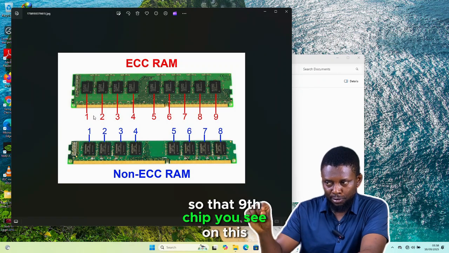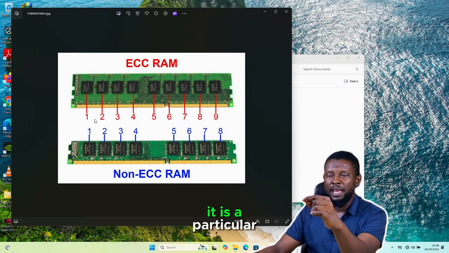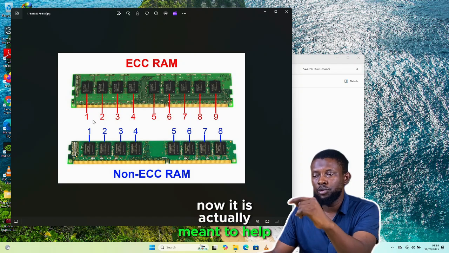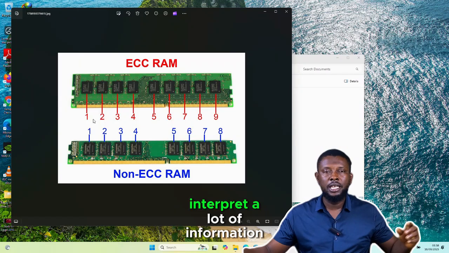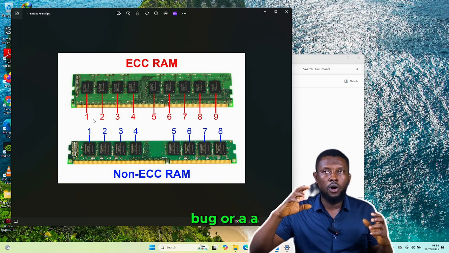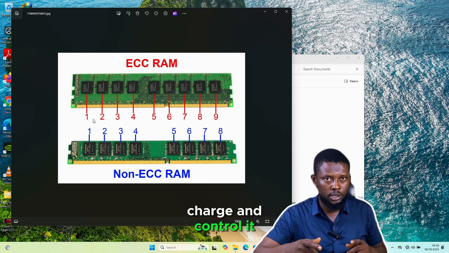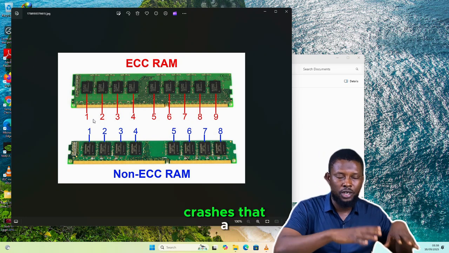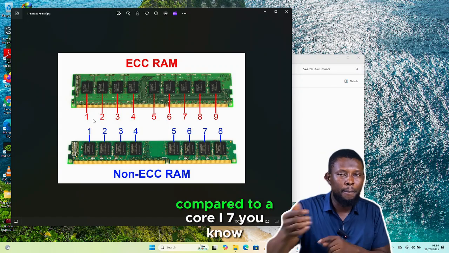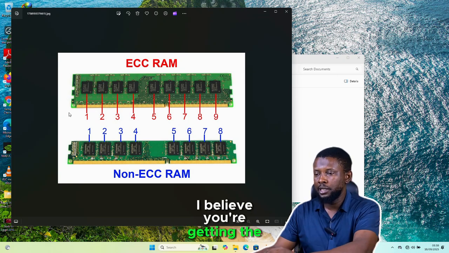So that ninth chip you see on this diagram makes you understand that it is the technology that is called ECC. It is meant to help the system interpret a lot of information when it is coming. So when a bug or a crash is about to happen, this type of RAM is going to take charge and control it. So it's going to minimize the level of crashes. Ordinarily, a workstation is not supposed to be crashing compared to a Core i7 system. So I believe you are getting the differences.